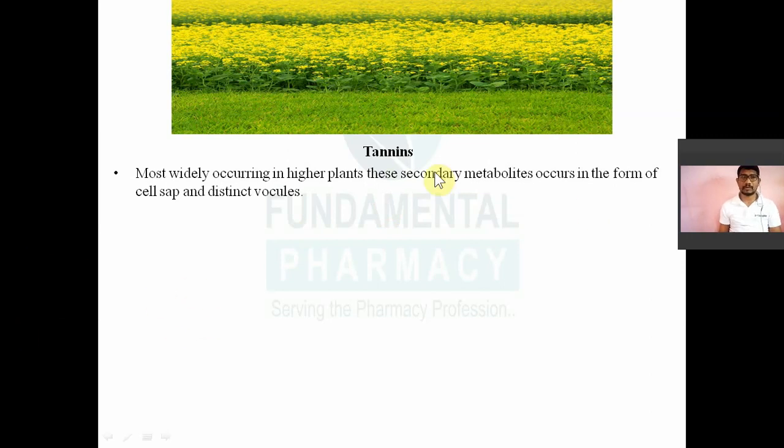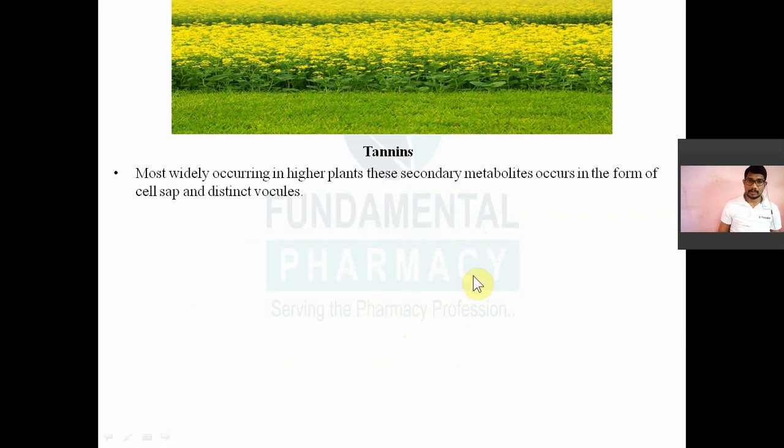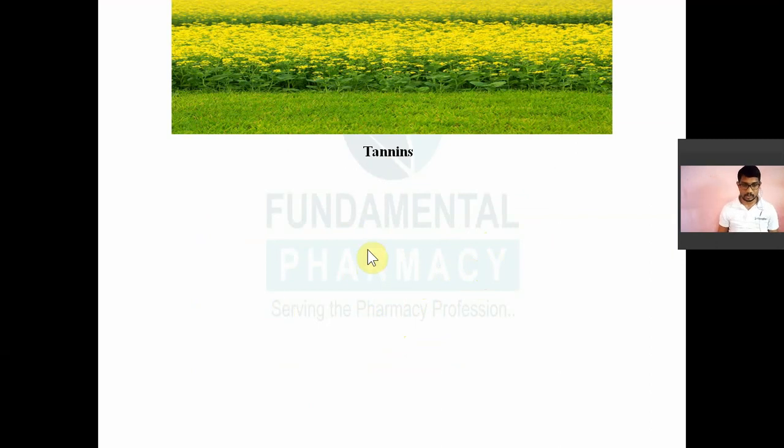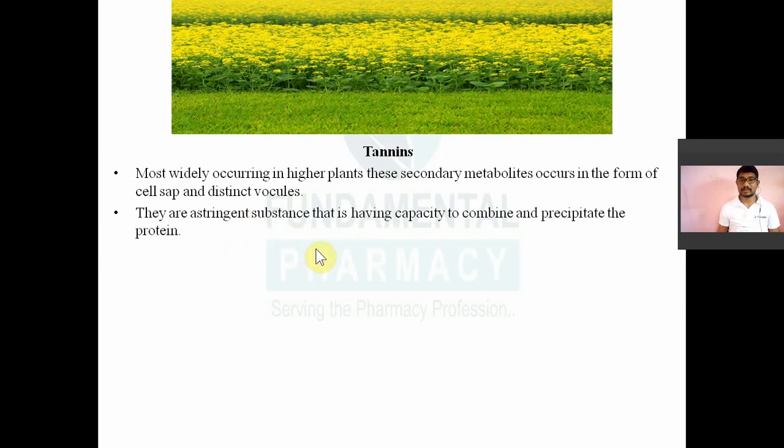Now these tannins have one unique property. They can precipitate your proteins. They can combine with the protein and precipitate them, so they are protein precipitants. That's why they are sometimes used as an antiseptic to block small hemorrhages. So tannins are nothing but secondary metabolites of the plant. They particularly occur in the higher plant and are found in the form of cell sap. They are astringent substances, that is, they have the capacity to combine with protein and precipitate it.